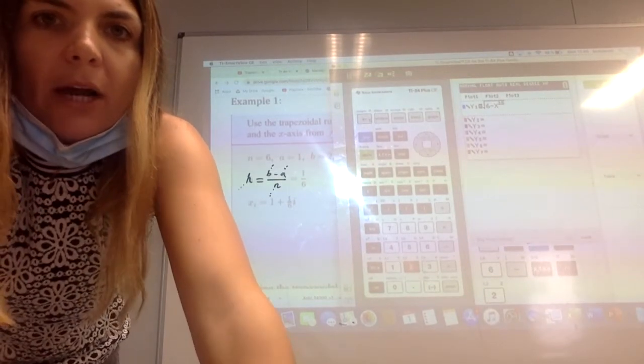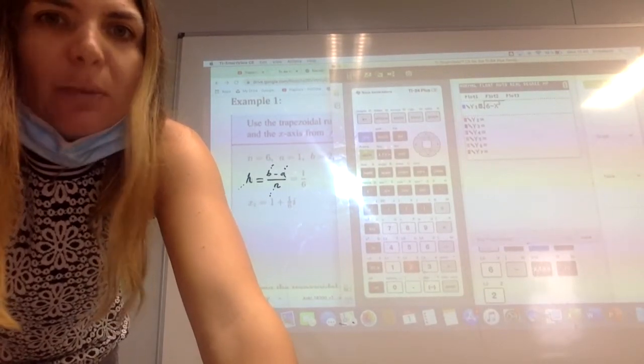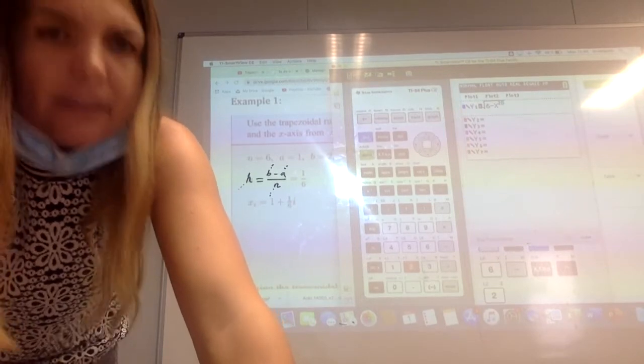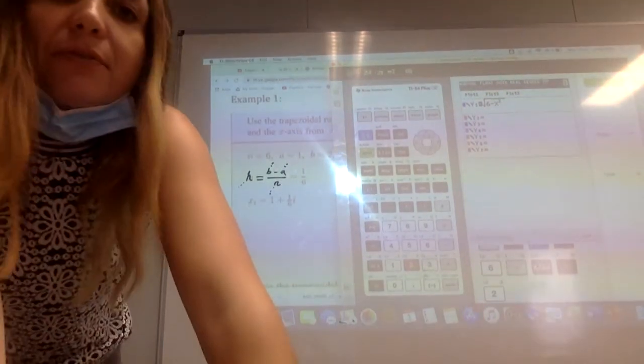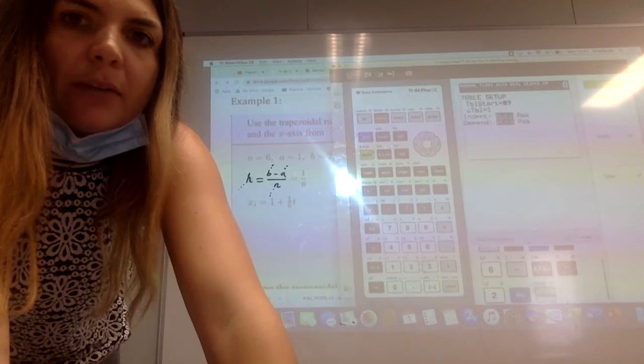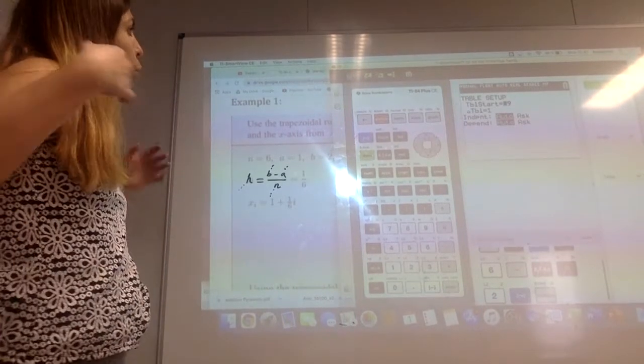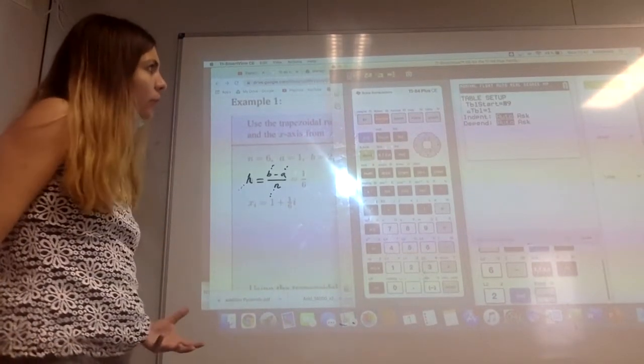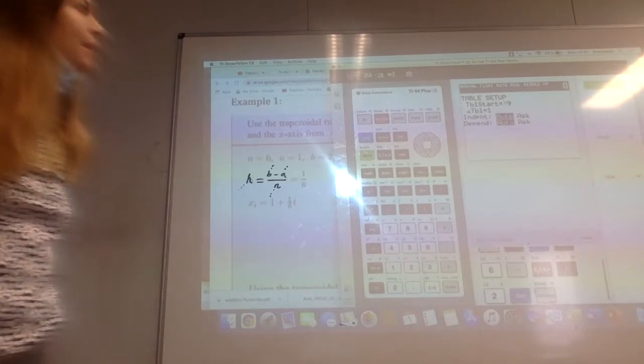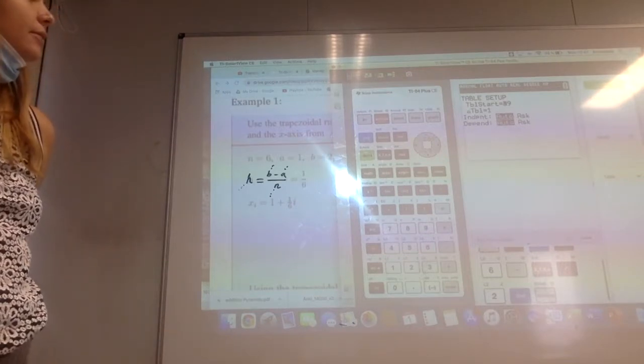So what we are then going to do is look at the table set. We've done this in sequences. We've done this in functions. So we press second window. And we want the table to start at what number? Gwendolyn, what do we want the table to start at?